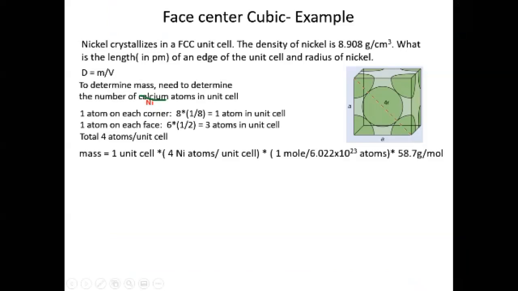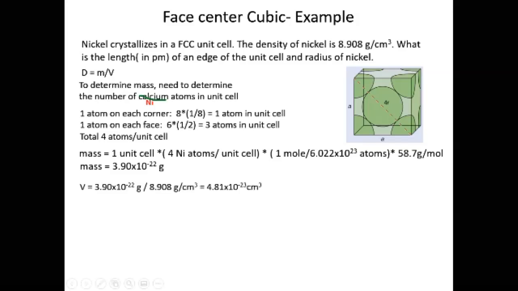Now that we know the number of atoms, we can calculate the mass of nickel in this unit cell. So now that we know the mass and we know the density, we can calculate the volume. So volume is just mass divided by density. We get the volume of this unit cell. And since this is a cube, volume is equal to A raised to the 3rd power. And so we can solve for A. So we get that the length of the A-axis is 364 picometers.